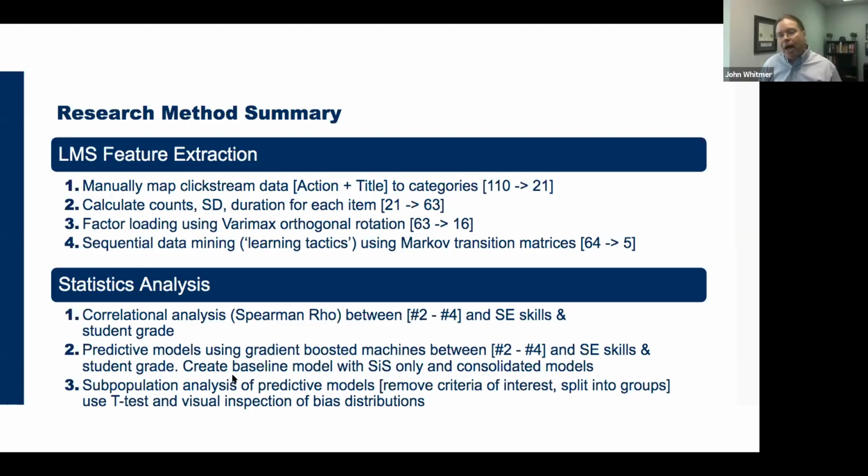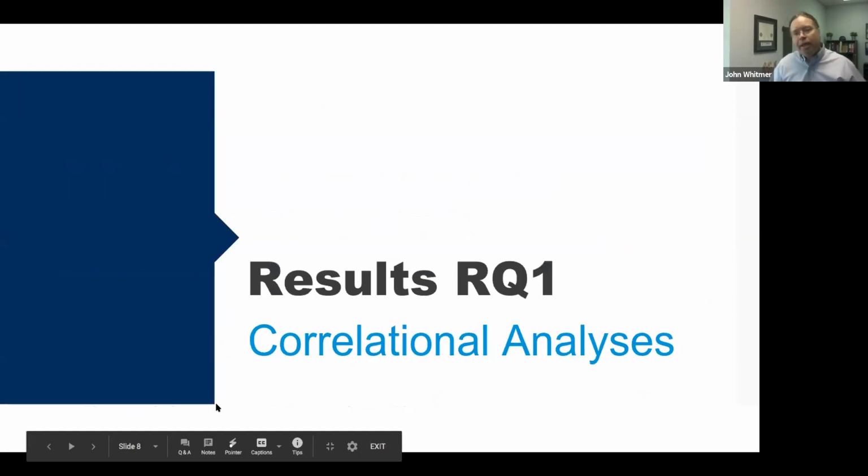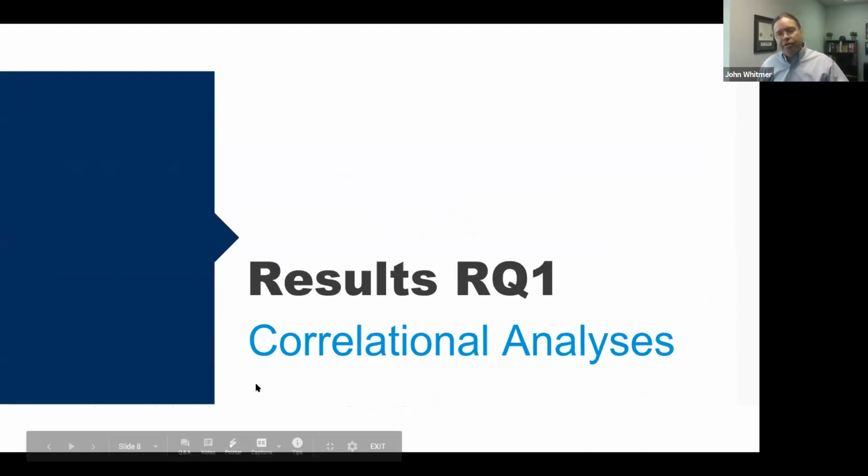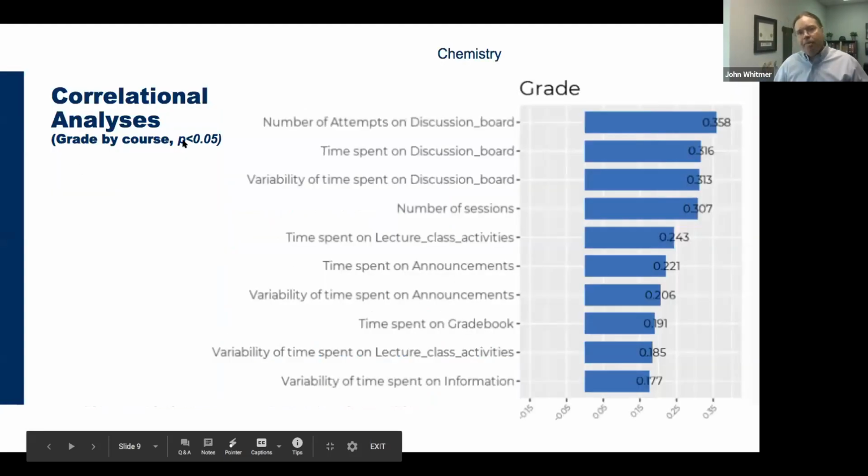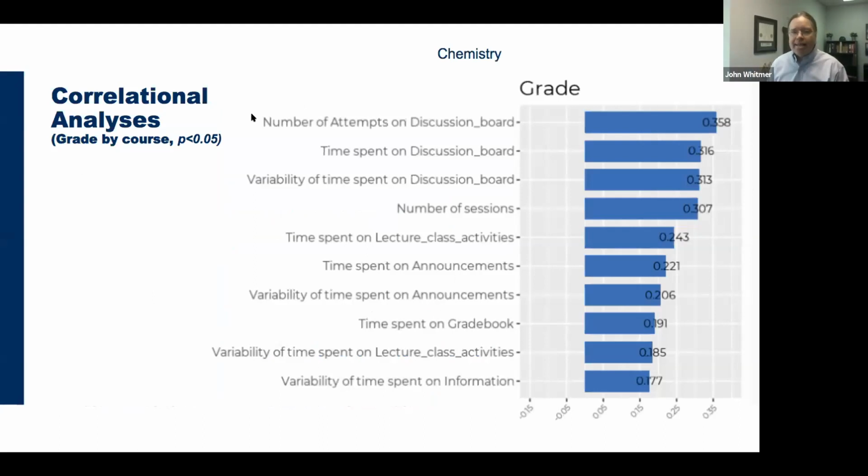We also analyzed to ensure that we did not have bias based on underlying student characteristics: gender, race, ethnicity, and socioeconomic status. So let's look quickly at the correlational analysis as well as the predictive models. To begin, chemistry was one of the classes that had the largest enrollment, the largest participation, and the highest use of the learning management system.